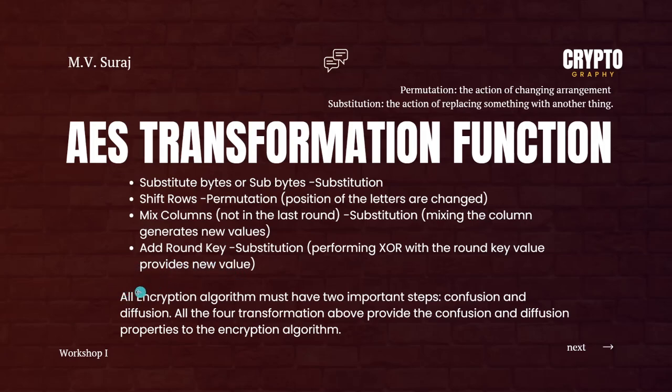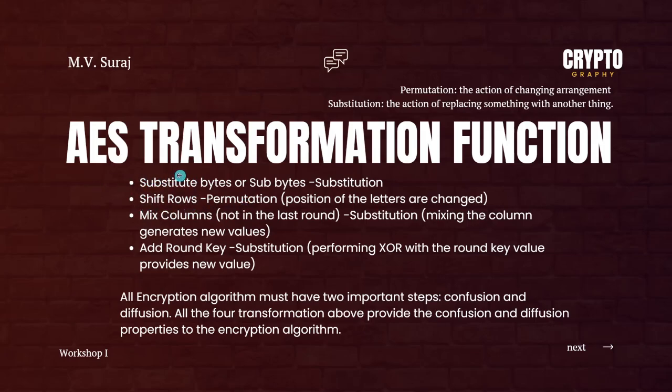Another important note, all encryption algorithms must have two important steps, which are confusion and diffusion. All the four transformations above provide the confusion and diffusion properties to the encryption algorithm. As you can see, substitute bytes or subbytes, just like the name says, is a substitution property. Then shift rows is a permutation property, so the position of the letters is changed. By the way, if you don't know the difference between substitution and permutation, it's right up there. Permutation is the action of changing an arrangement. Substitution is the action of replacing something with another thing. So substitute bytes is basically replacing, just like the name says. That's why it's substitution.